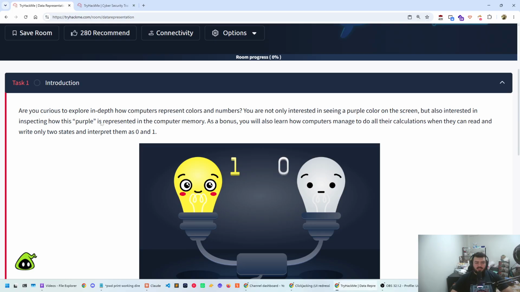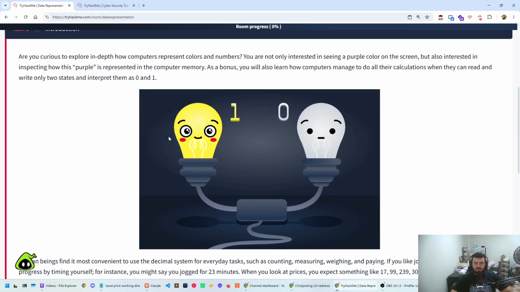Are you curious to explore in depth how computers represent colors and numbers? You are not only interested in seeing the purple color on the screen, but also in inspecting how this purple is represented in the computer memory. As a bonus, you'll also learn how computers manage to do all their calculations when they can read and write only two states and interpret them as 0 and 1.